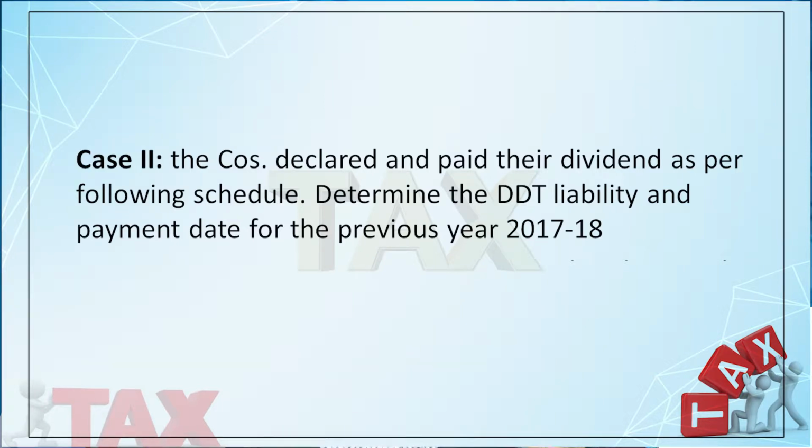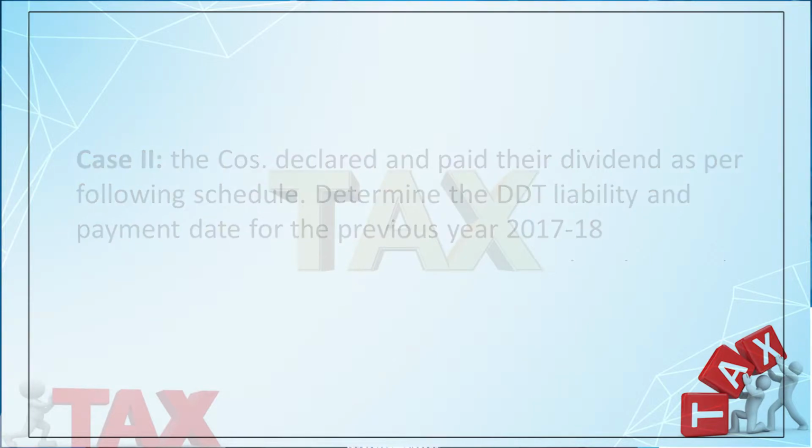Now, take another case, because at the time of describing the provision of 115O, I have told you that the domestic company who pays the dividend or distributes the dividend or declares the dividend is liable to pay tax. Here the dates are very vital: the declaration of dividend, the distribution of dividend, and payment of dividend. Here in this case, we have considered the declaration date and the payment date. Now, let us see what happens.